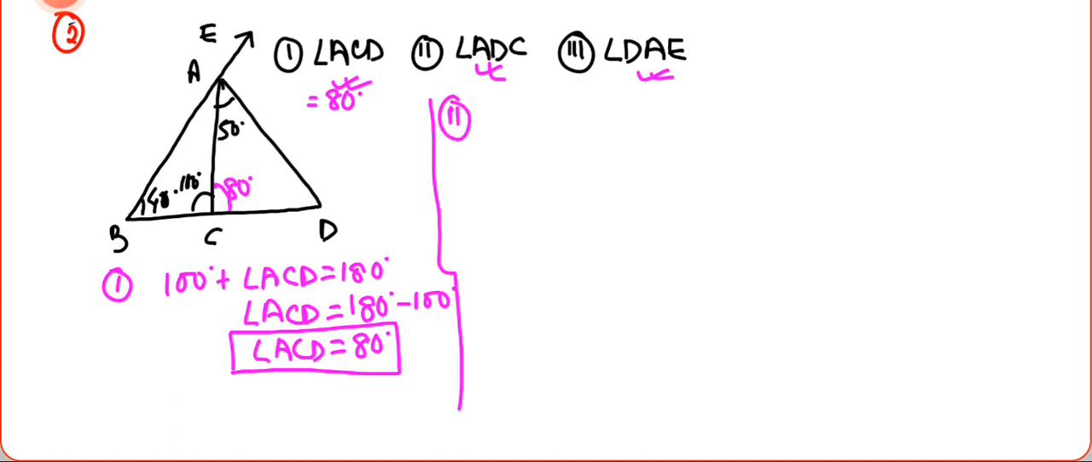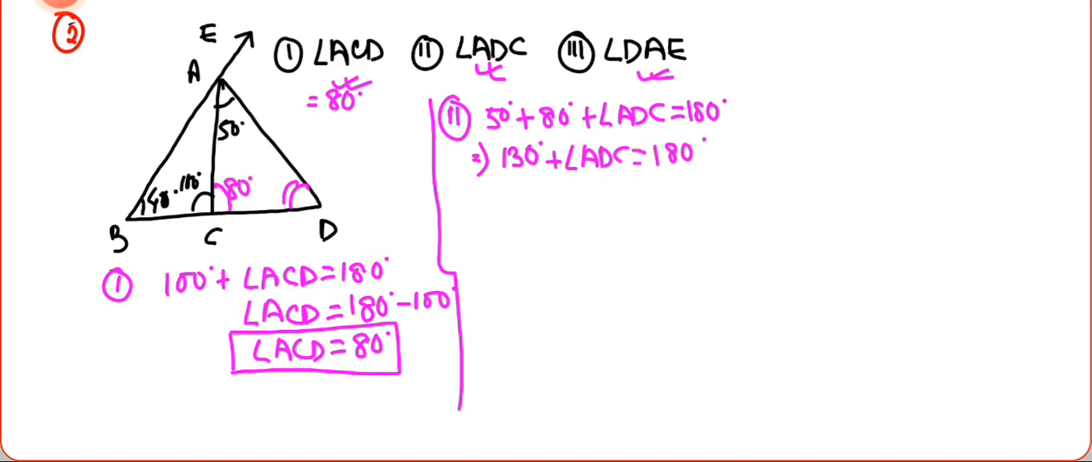That is, we are supposed to find angle ADC, this one. From the angle sum property of triangle, we can write it as angle 50 degree plus 80 degree plus angle ADC is equal to 180 degree due to the angle sum property of triangles. So this is 130 degree plus angle ADC is equal to 180 degree.